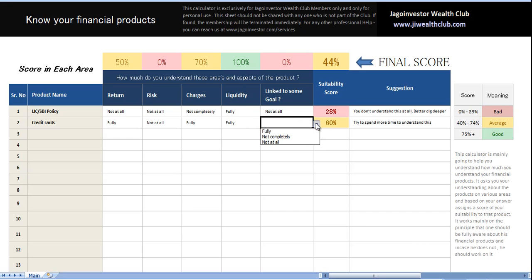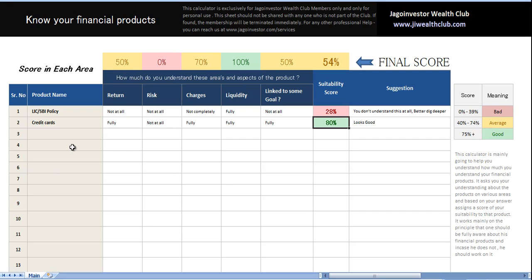And have you linked it with some financial goal? It is not applicable here, so you choose fully. So now here you can see that 80% is your suitability score. So this financial product, which is a credit card, is suitable in your situation. So it is fine. You understand. There is something which you don't understand, which is the risk part, but better work on it. You are still not 100%.